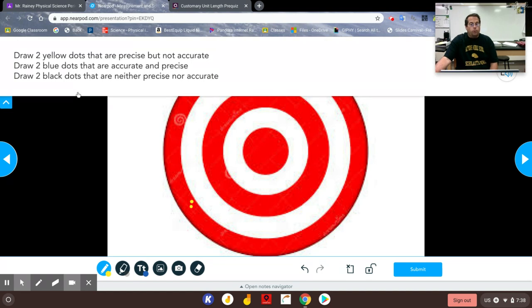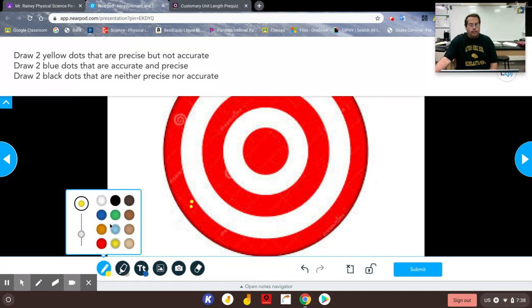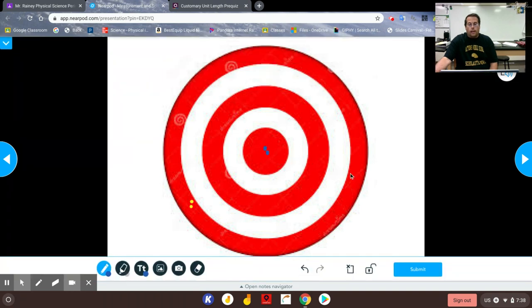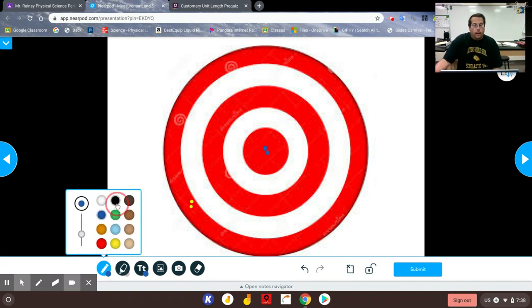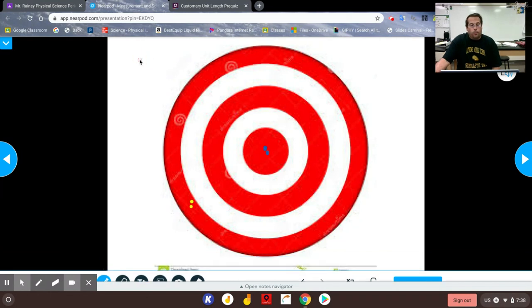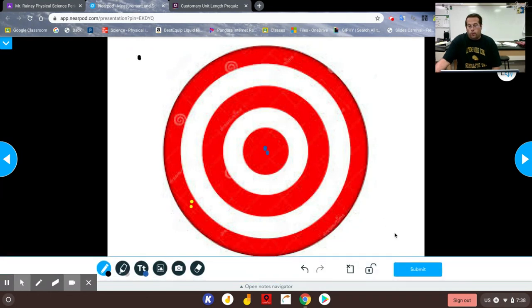If I want 2 blue dots that are accurate and precise, those would be 2 dots together, so they're precise, but also accurate. They're towards the center of the target where I'd want them to be. And finally, 2 black dots that are neither precise nor accurate. Well, if they're not precise or they're not accurate, they're nowhere near the target.